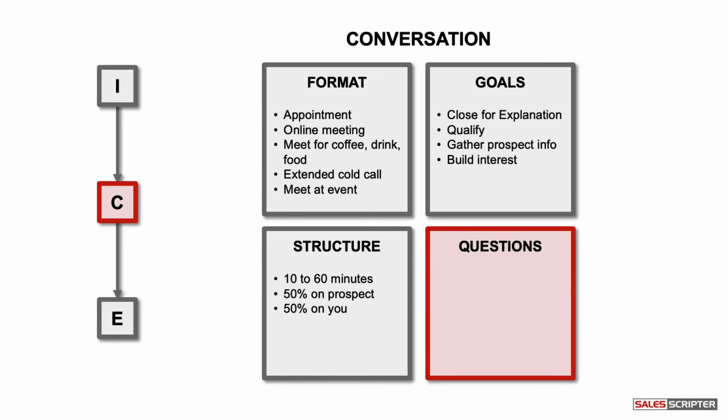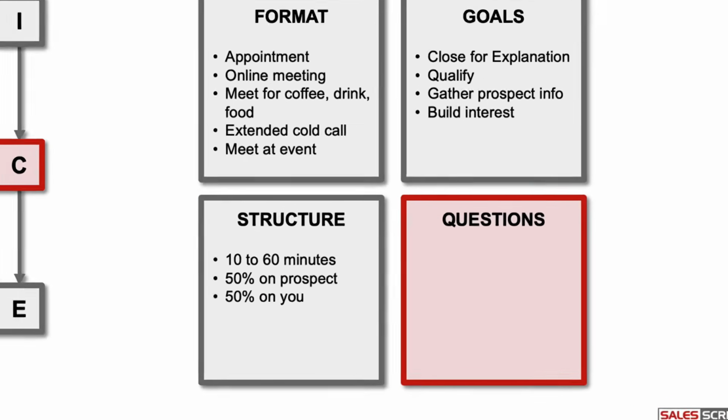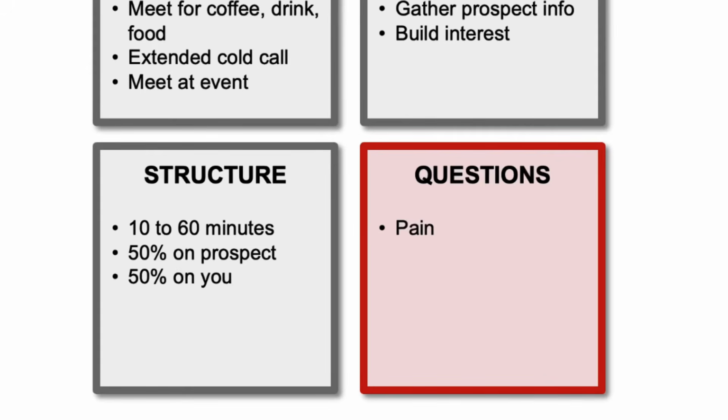And the questions you ask in the first half of the conversation begin to change a little bit from the initial contact step. We could certainly ask any pain questions, current state questions. You might want to ask desired state questions to learn about where the prospect wants to go. Learn details about their organization if you're selling B2B.